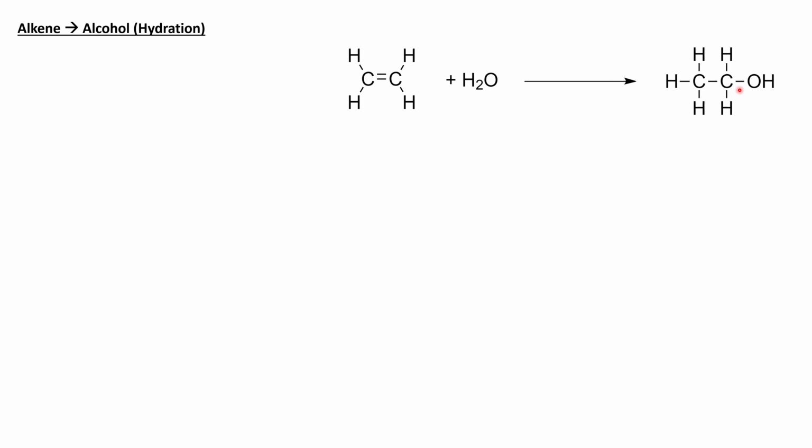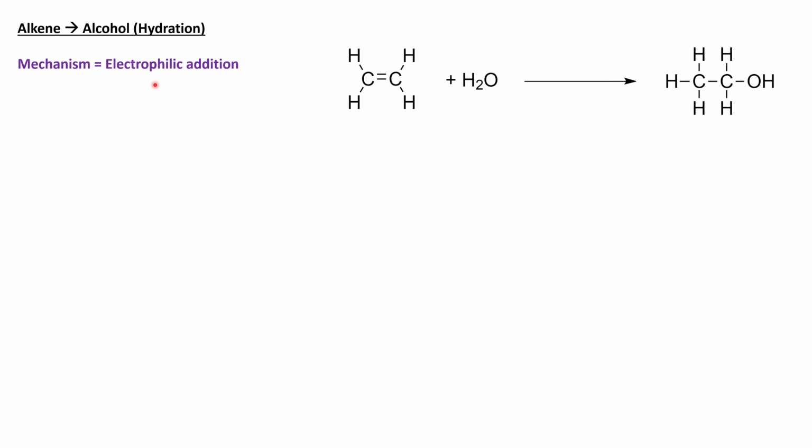Next, let's look at how we can convert an alkene into an alcohol via hydration. I've drawn a reaction scheme here. We've got an alkene, ethene, and water. And we're going to convert this into ethanol. You can see that this carbon here has had a hydrogen atom added to it, and this carbon here has had an oxygen and a hydrogen atom added to it.